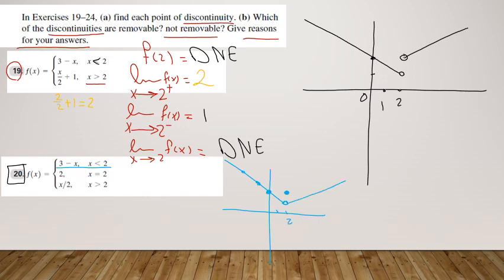So I will find here that the limit as x approaches 2 is equal to 1. But the function f of 2 is equal to 2. So the limit is not equal to the function. Since the limit is not equal to the function, this is discontinuous at 2. So I have a limit and I have a function value, but they are not equal to each other. In the first one, I don't have the limit and I don't have the function.